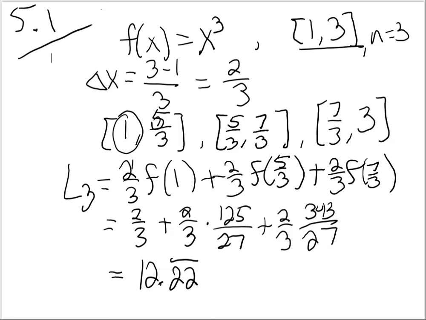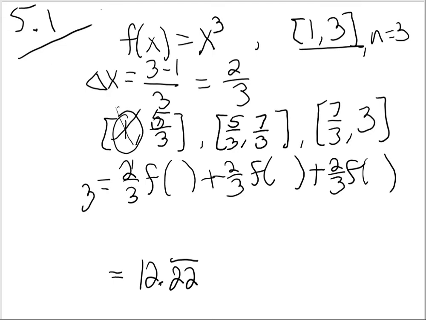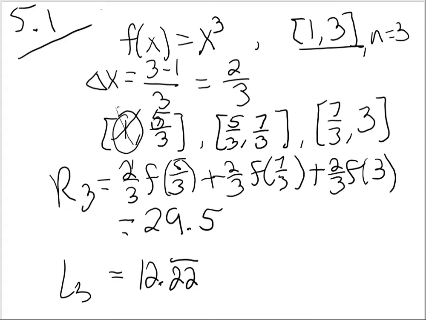Okay, so you can do a similar thing with the right endpoints, and it will be a very similar process. But now, instead of choosing the left ones, you plug in the right endpoints, and that will give us R3. So 5/3, 7/3, and 3. And what will that give us? Well, you can do the calculations. This will be 29.55 repeating.